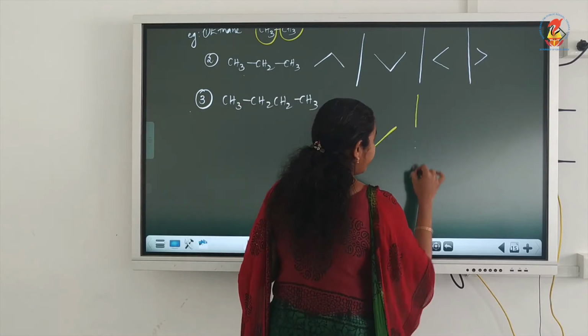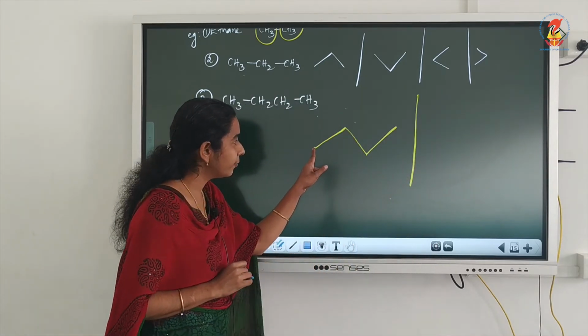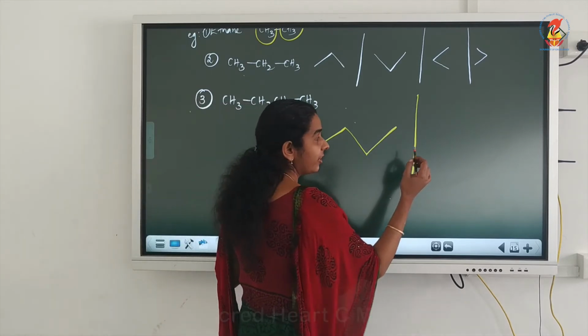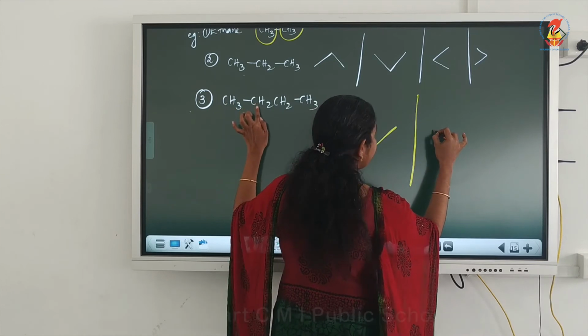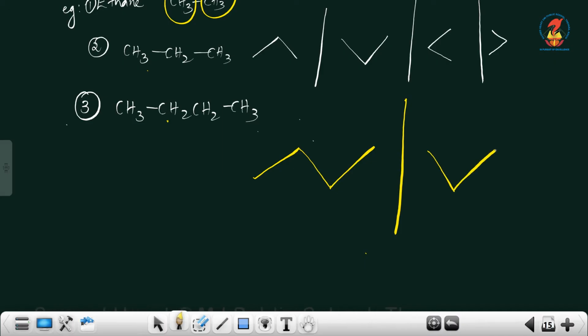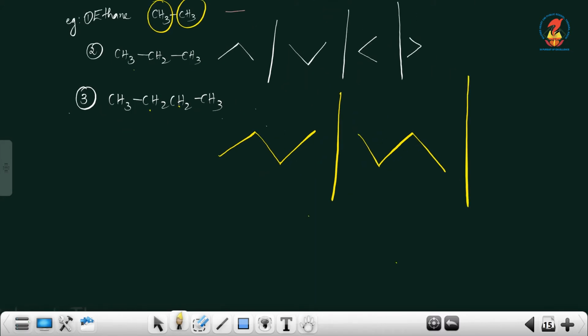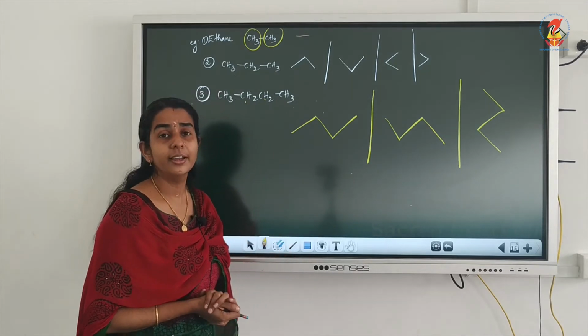Or we can draw it as, now I have started from the bottom, isn't it? The same line, if I start from the top, first carbon to second carbon single, second to third again single, third to fourth again single. Both are the same. Now again, if I draw starting from the top, first carbon to second carbon single, second to third single, third to fourth single. Okay, all these representations are correct.